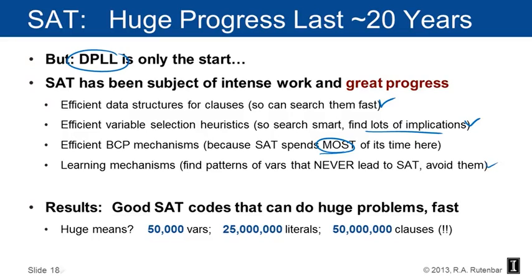The result is there are good SAT codes that can do huge problems. What's a huge problem? A huge problem has 50,000 variables. A huge problem has 25 million literals. A huge problem has 50 million clauses. You wonder why I said, hey, why can't I build a BDD for each of the clauses to tell whether it's equal to 0 or equal to 1? This is why. Nobody wants to build 50 million BDDs. All right? That's just not happening.